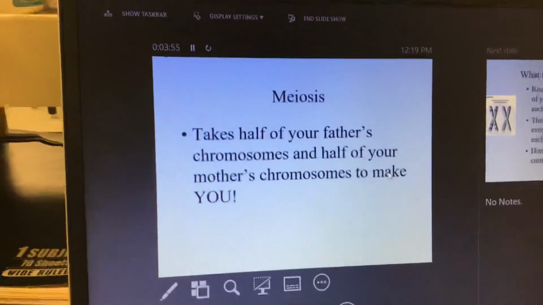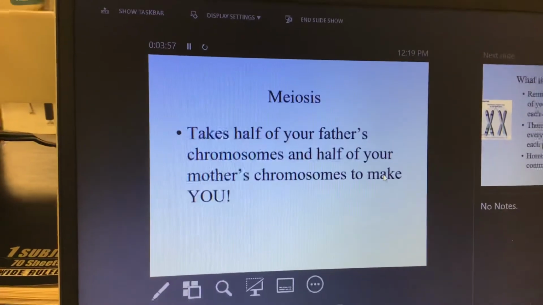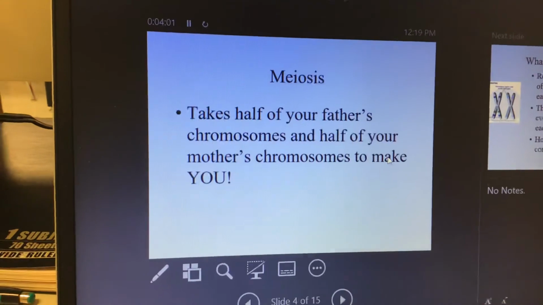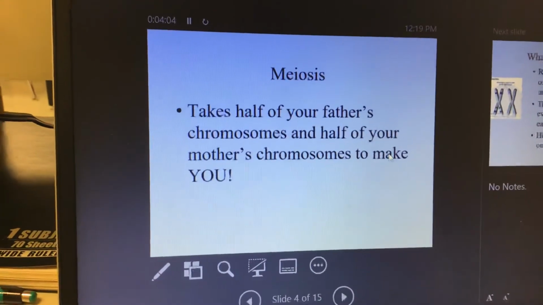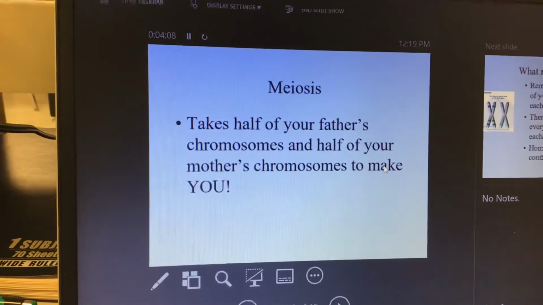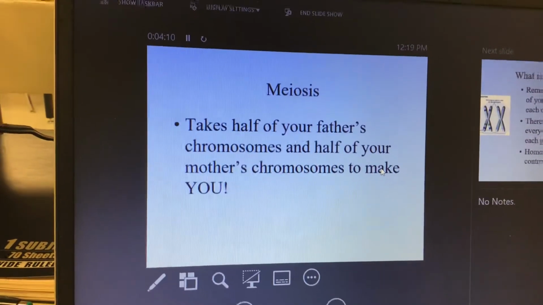You don't need to write this, but you get half your chromosomes from mom, half from dad. Even if you look and say, oh, I look just like my mom, doesn't matter, you still have half your chromosomes from your dad. They just might not show as much as the 23 you get from mom.